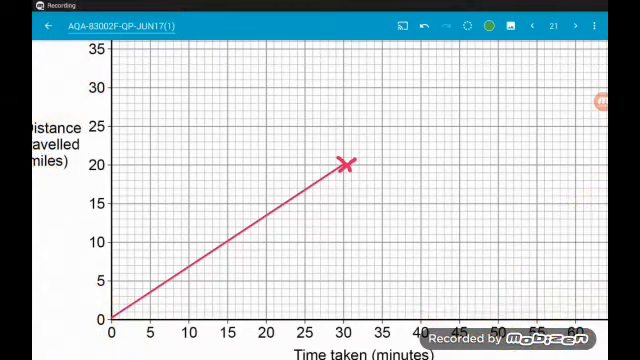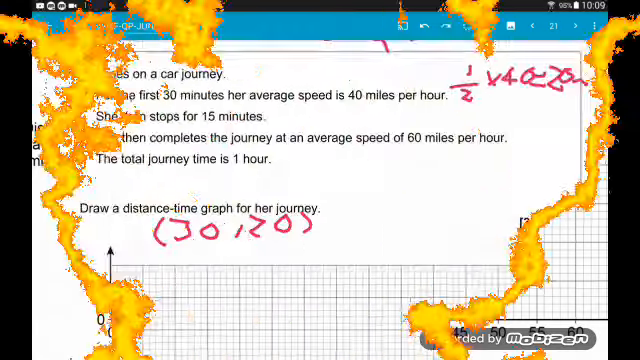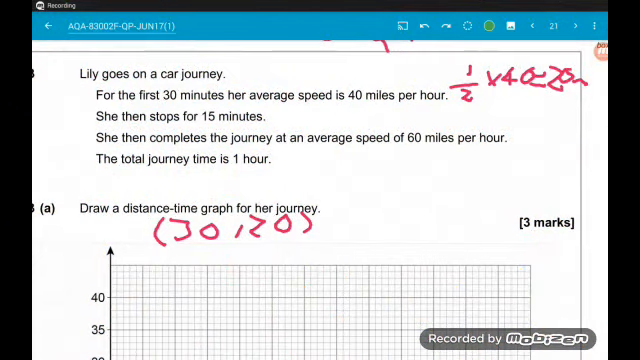Okay, so we've got our point plotted at 30 along the bottom and 20 up the side, and then we've drawn a straight line from 0, 0 to this point. Okay, then for the next part of her journey, she stops completely for 15 minutes. So she's not going to get any further away, but more time is going to have passed.